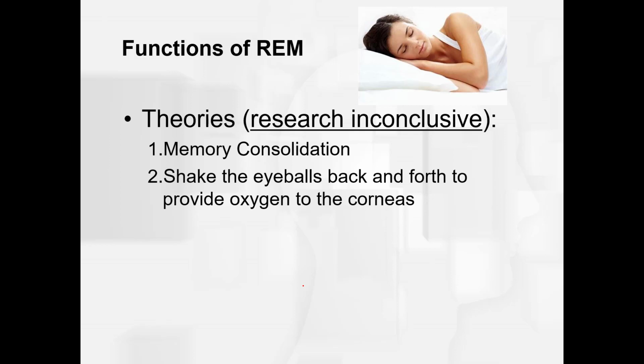Another theory that was thrown out there in 1998 was that the function of REM is simply to shake the eyeballs back and forth to provide sufficient oxygen to the corneas. I think this one's kind of funny, but I kind of like it too, because we have more REM sleep later on in the night, and so that's when our eyeballs are shaking back and forth. And if you think about it, that time later in the night is going to be when perhaps our eyes start to run out of oxygen and we need them.